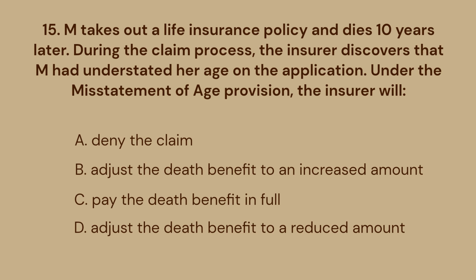15. M takes out a life insurance policy and dies 10 years later. During the claim process, the insurer discovers that M had understated her age on the application. Under the misstatement of age provision, the insurer will A. Deny the claim, B. Adjust the death benefit to an increased amount, C. Pay the death benefit in full, D. Adjust the death benefit to a reduced amount.